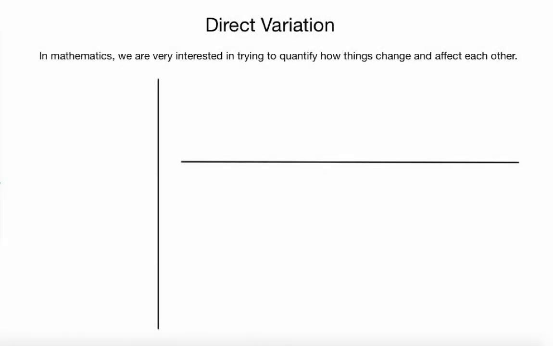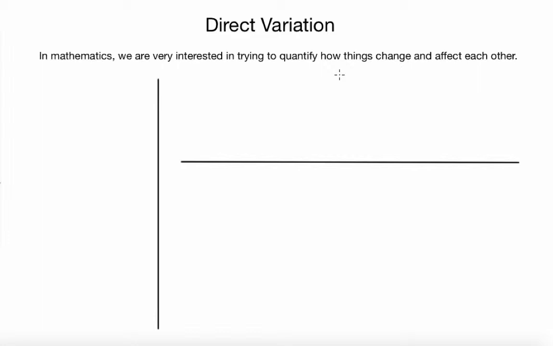And welcome to an algebraic video getting into the concept of direct variation. So direct variation gets into this idea in mathematics that we are very interested in trying to quantify how things change and affect each other. So if this changes, how does it affect that? And can we measure that? Can we quantify it? Can I graph it? Can I put it into an equation? Can I represent what is happening in the world around me with numbers?